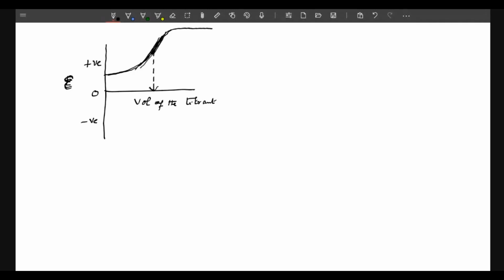we can't see whether the sudden change, that straight line portion, is here or there, but it will be lying in this position. In order to get the correct one, E is a function of the volume of titrant added. To get an accurate value, the mathematics tells us one thing. Take the first derivative of the electrode potential. Derivative means dE by dV, a small change in the electrode potential for a small change in the volume.